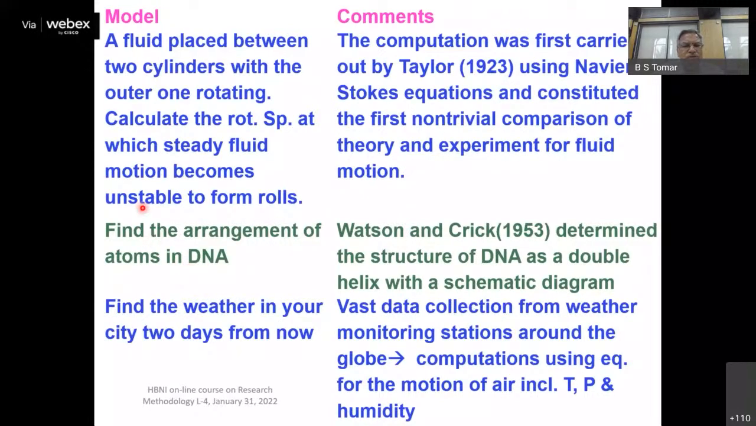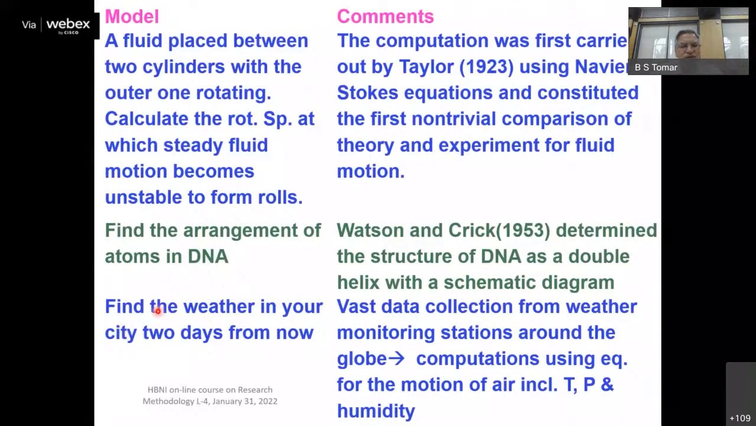Find the arrangement of atoms in DNA. It's an excellent model. Watson and Crick in 1953 determined the structure of DNA as a double helix with a schematic diagram. So the model structure of DNA was proposed by them.